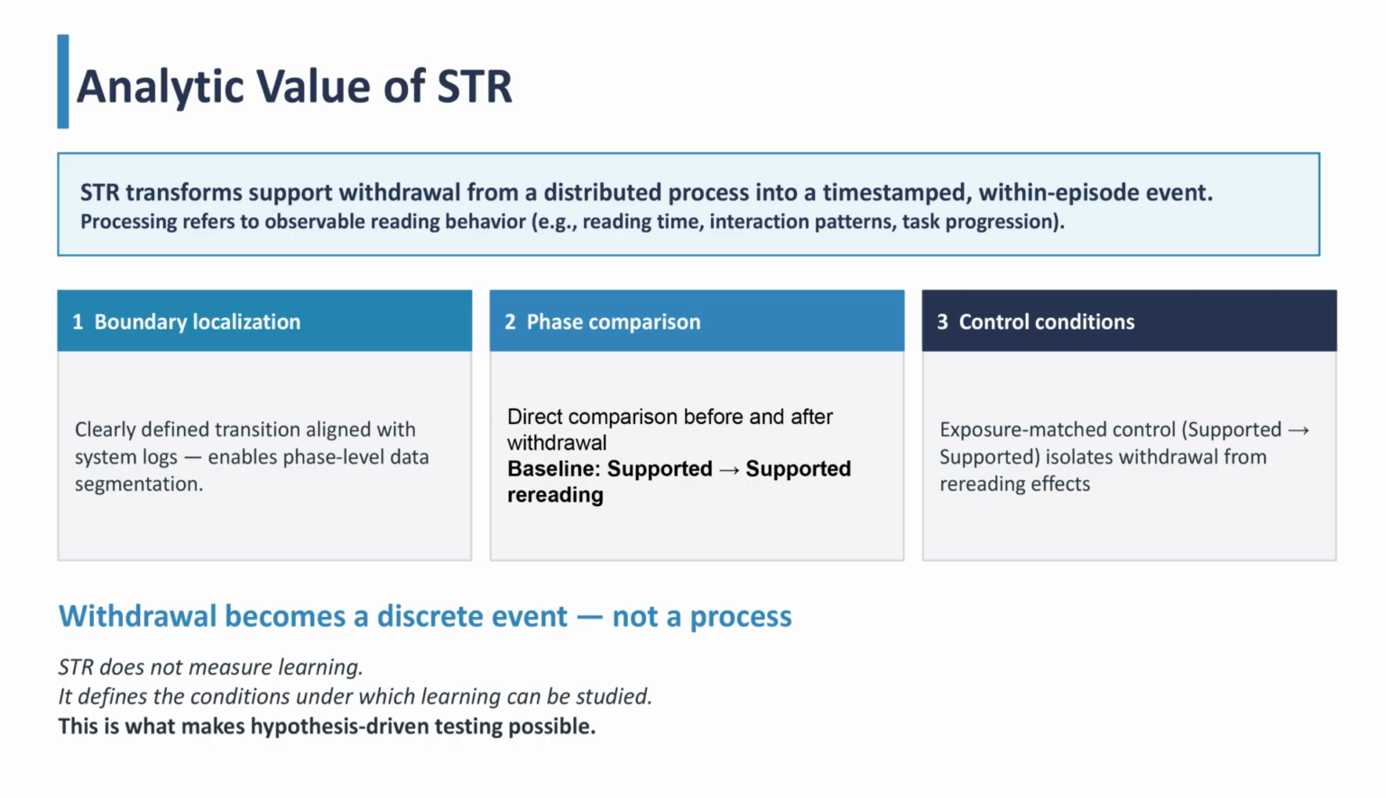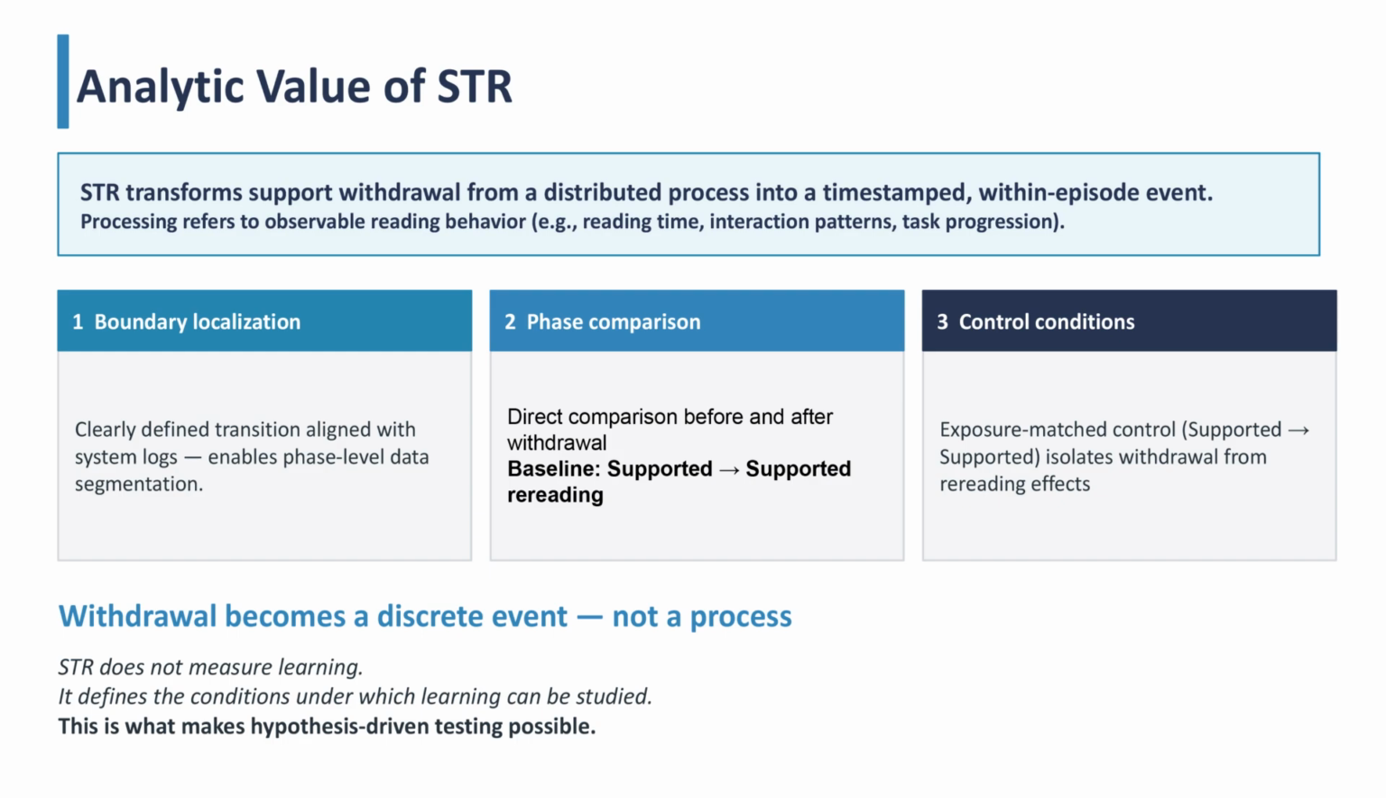STR converts support withdrawal from a diffuse, distributed process into a time-stamped event within a controlled environment. This means we know exactly when withdrawal occurs, not approximately, not across sessions, but at a precise point within the task. This enables phase-aligned comparison within the same text.